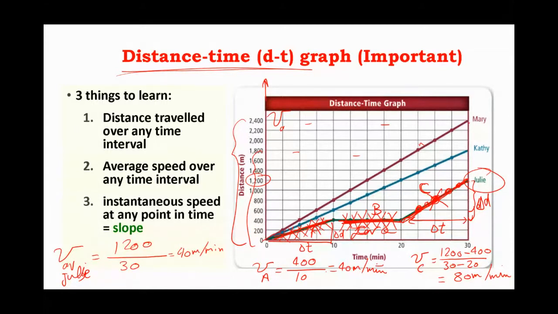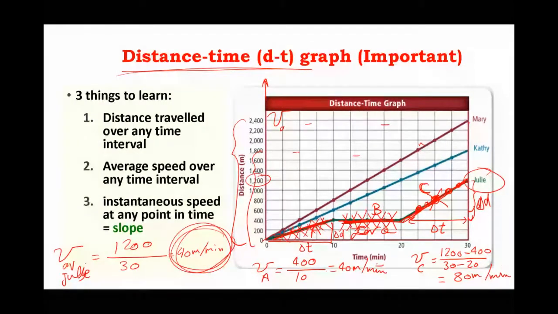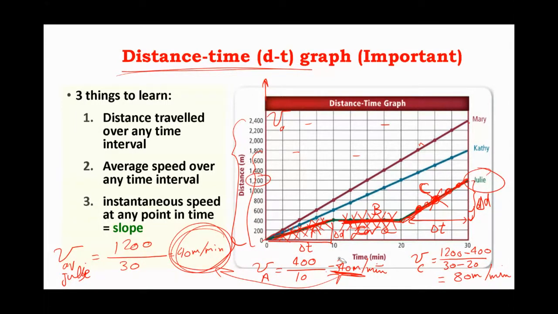You understand it? So for Jolie, it's different. Every period, she has a different speed, and her overall average was 40. By the way, the first part is also 40, but this is a coincidence. It might be 30, it might be 20, it might be 60. It doesn't matter. It doesn't need to be the same as the overall average. It's just a coincidence.